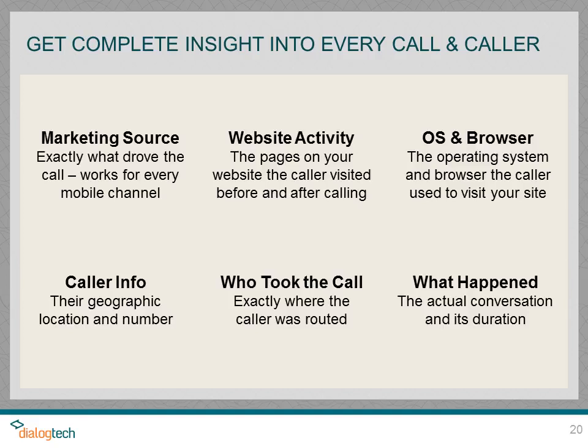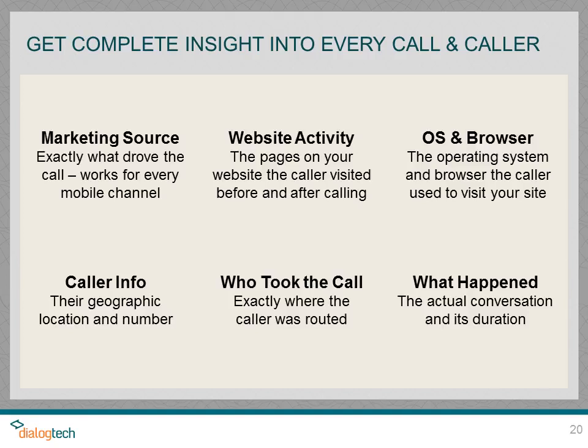It also automatically grabs information on the operating system and browser of the person interacting with your mobile marketing. And it tells you caller information. So you'll know what location the person's calling from, and you know the exact phone number of the caller. You'll know who took the call, so you know where the call went, if it went to a specific store or dealership or call center, which agent in that call center took the call.